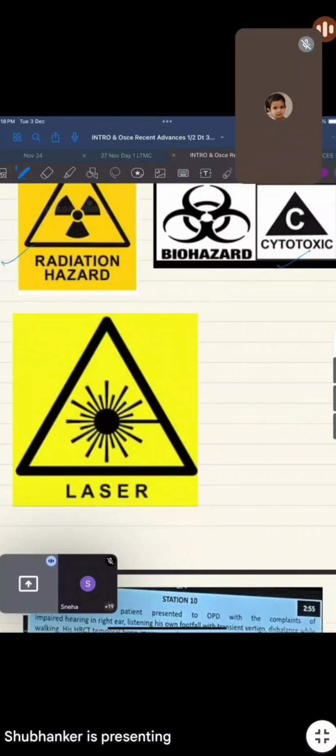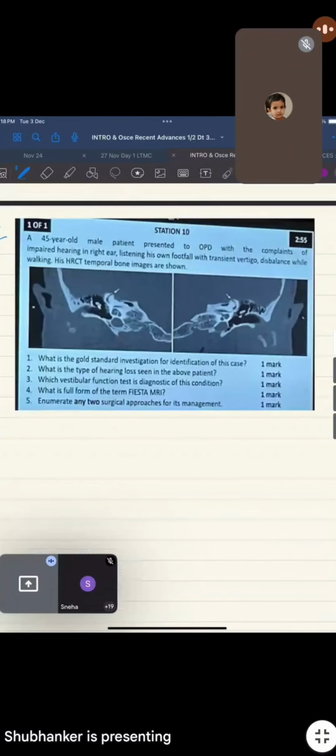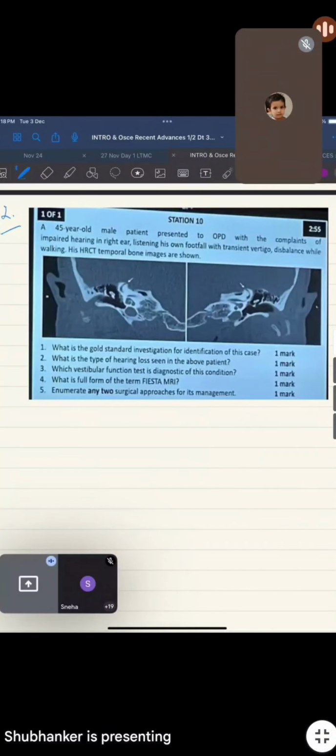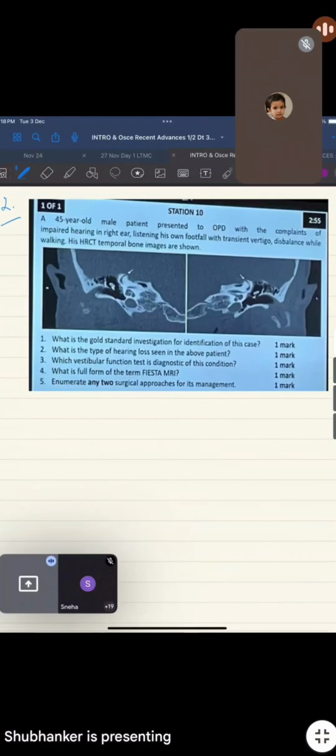After this one topic, I'll come to another important favorite topic of DNB. I'll just read the question and then I'll tell you. A 45-year-old male patient presented to OPD with complaints of impaired hearing in right ear, listening to his own footfall, transient vertigo, disbalance while walking, HRCT temporal bone and so on. First, catch the diagnosis. Answer: superior semicircular canal dehiscence syndrome, also called third window syndrome.